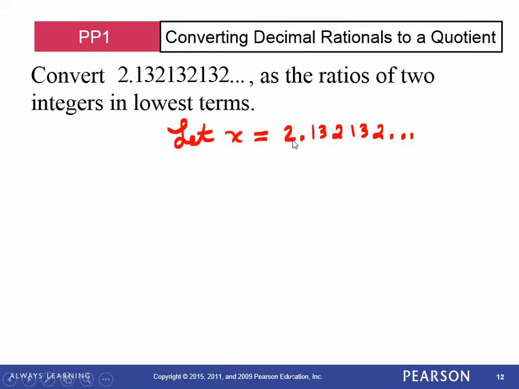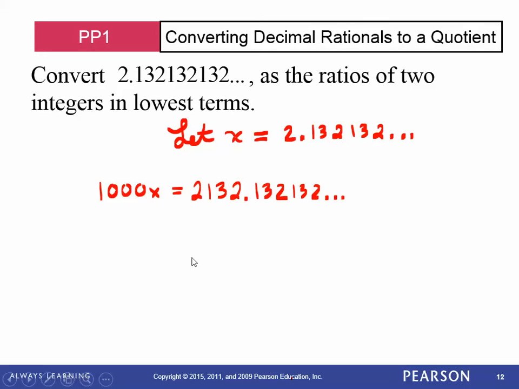All right, now I have to get rid of the iteration of the repeating. In this case, there's 1, 2, 3: 3 digits that are repeating themselves. So this decimal has to go all the way over here to start the repeat of 132. So it looks like 10, 100, 1,000. I have to multiply this by 1,000. So if x is equal to this, 1,000x is equal to 2,132.132132 repeating.